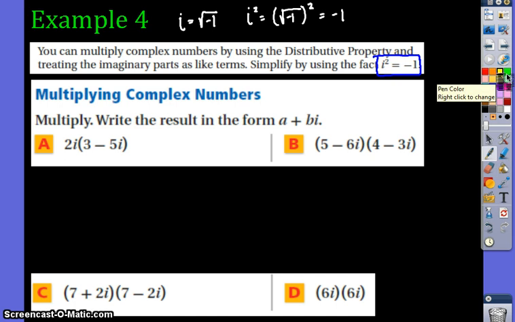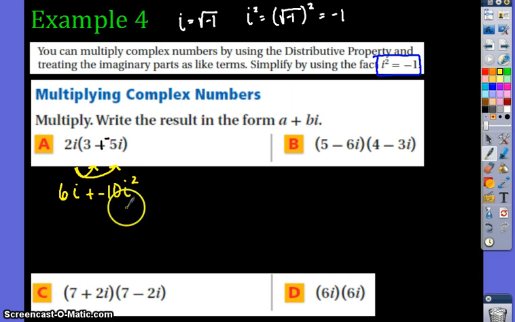All right, so first up here we have 2i times a 3, and then we're going to do a 2i times a -5i. Remember, this is the same thing as plus a negative. So let's start looking at that. 2i times 3, that would be 6i. And then a 2i times a -5i, well, that would be plus a -10i squared.